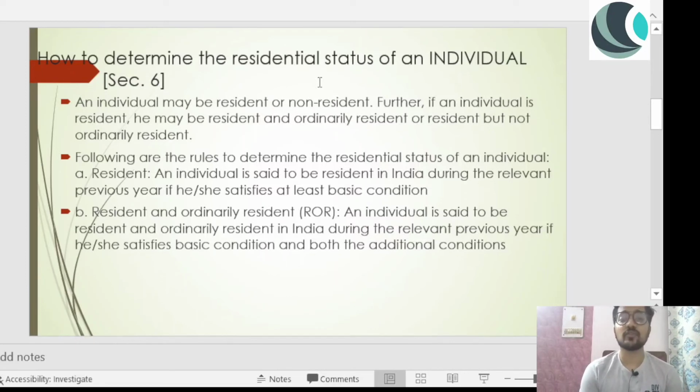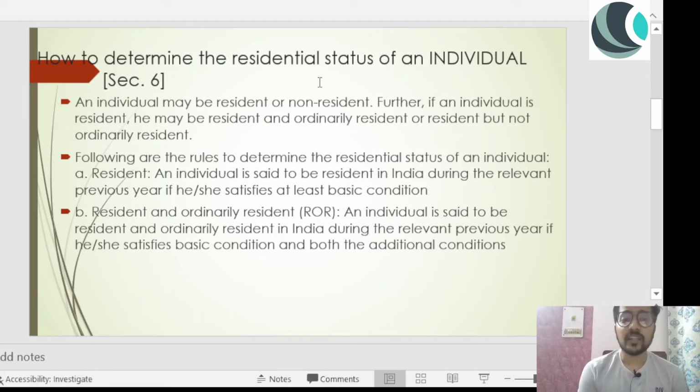An individual is said to be resident in India during the relevant previous year if he or she satisfies at least one basic condition. There are two basic conditions. If one of them is satisfied, that individual will be considered as resident. If none of the basic conditions is satisfied, that individual will be considered as non-resident for that previous year, because we are talking about that previous year.